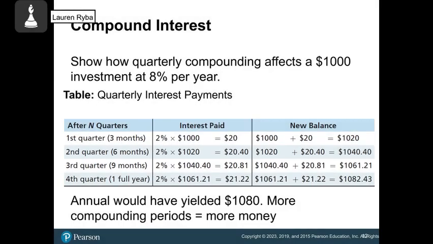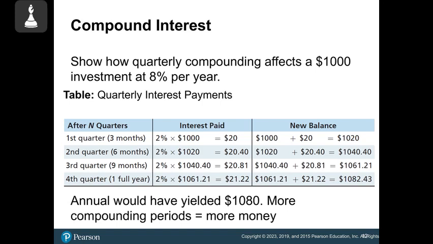Now, we don't have to just get interest compounded once a year. A lot of times what happens is at the bank, we get interest every month. So what I'm going to show you here is the difference between compounding quarterly, in this case, which is 4 times a year, versus 1 time a year.